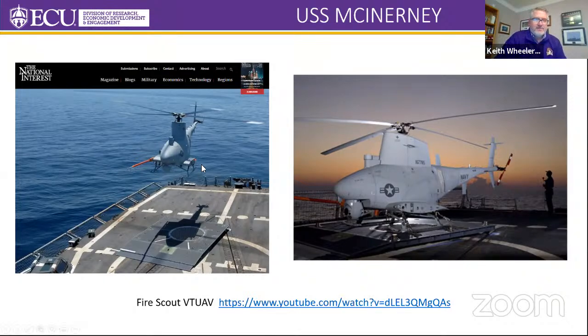So you can see a couple of pictures here. This was an article in the National Interest. And over here, I forget the photographer's name, but some big world-renowned photographer came and set the lighting up, to get the right angles, et cetera. And this is one of my favorite pictures of it. It's called the Fire Scout. It's a VTUAV, vertical takeoff unmanned air vehicle.